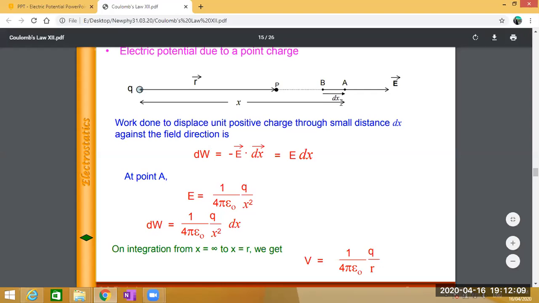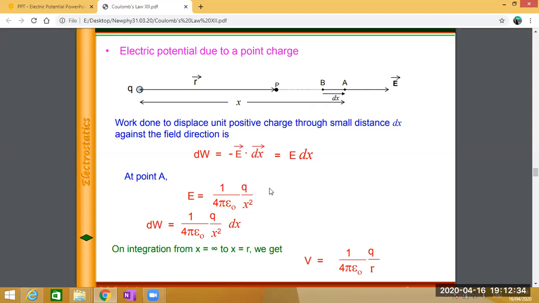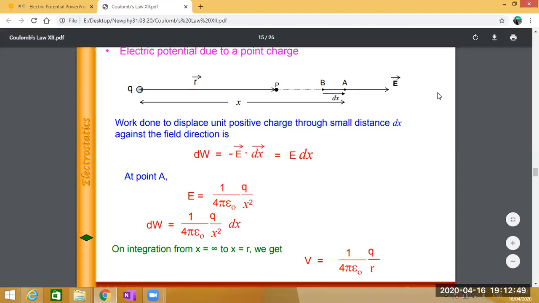Now at point A, electric field is given as KQ by R squared. So here R is X, because point A is situated at a distance of X from charge Q. So electric field at that point is KQ by X squared. So now work done is given as this one, and then we equate from where to where, say from infinity to point P. So the position vector of point P from the charge Q is R. So we can say X will vary from infinity to X equal to R.